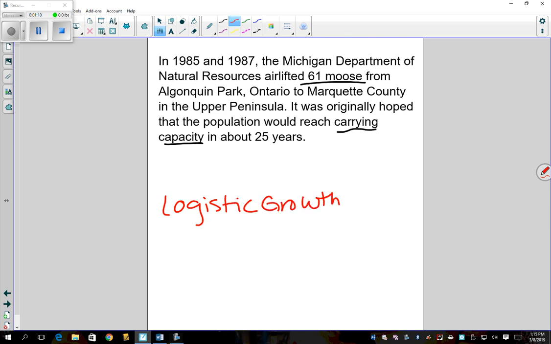Logistic growth just refers to basically population, not H. And H isn't there. Population. So that's really what we talk about when we talk about logistic growth.